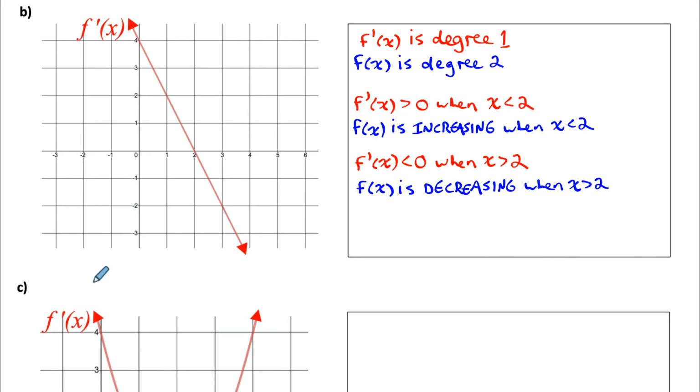What's happening at an x value of 2? Well, if we look at the derivative, notice the derivative is 0 at an x value of 2. So f prime at 2 equals 0. And since the derivative was positive before and negative after, we know that the original function was increasing before and decreasing after, meaning at the x value of 2, at that critical number 2, there's going to be a local maximum point.